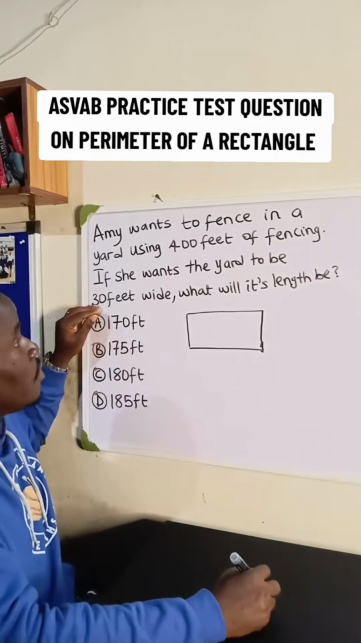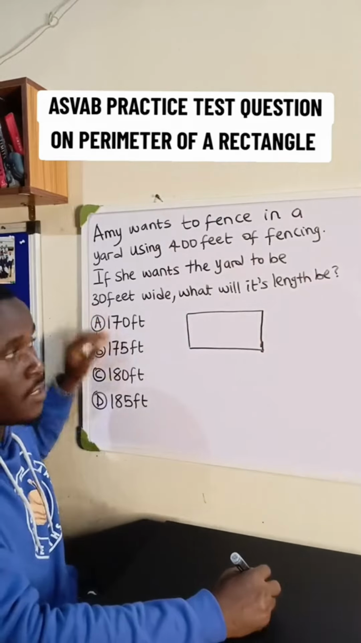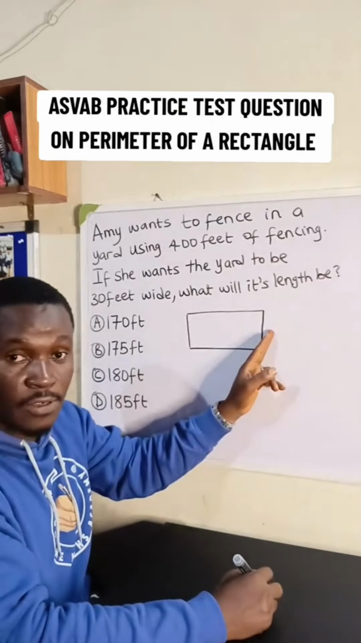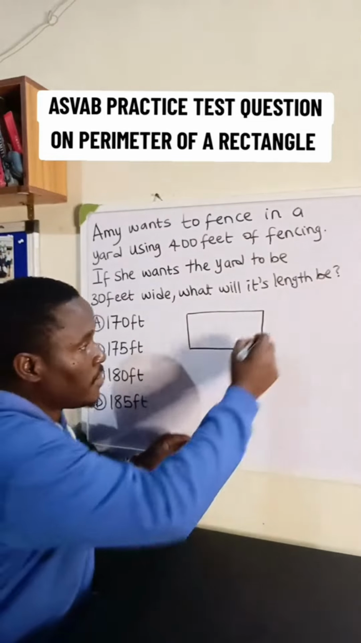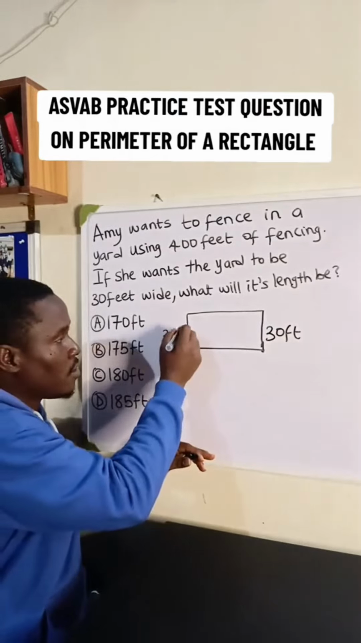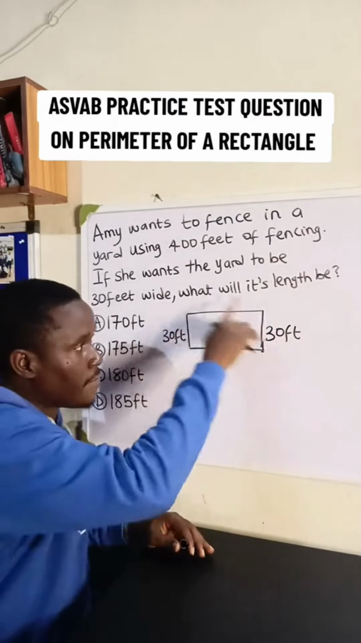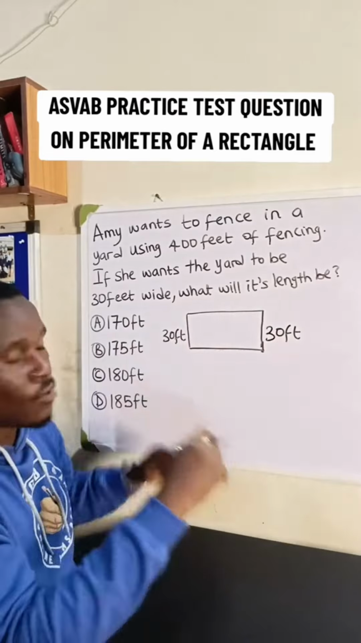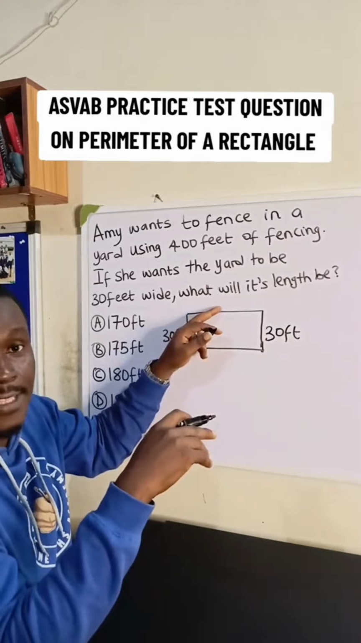We are now told that the width of this yard is 30 feet. So width is the shorter part of a rectangle. So here is 30 feet. Here is 30 feet. So remember the entire fencing is 400 feet. So now we are trying to find the length.